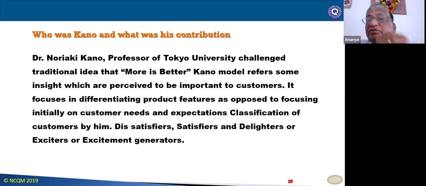So how do you improve? By measuring customer satisfaction regularly. That is what the Kano model talks about. Further detail you can read in the books. Okay, is it clear now to everybody?